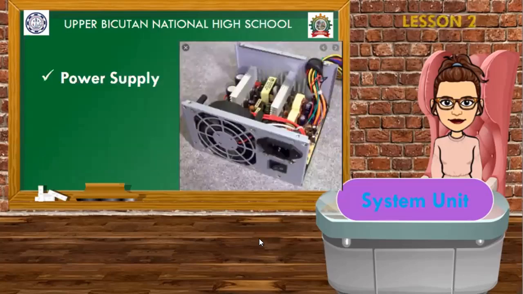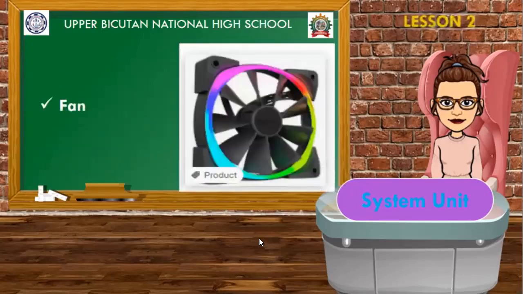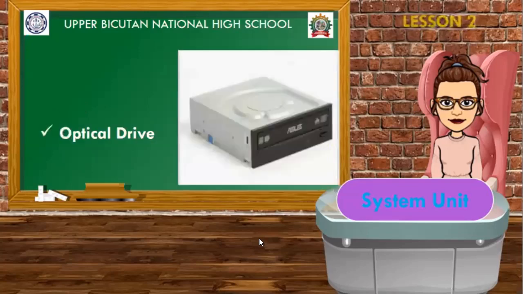Next one, we have the power supply. Power supply converts standard electrical power into a form the computer can safely use. Okay, next one, we have the computer fan. So computer fan cools the CPU and other important components inside the computer system to prevent overheating. Last one, we have the optical drive. An optical drive is a storage device that uses lasers to read data on the optical media. There are three types of optical drives. We have the compact disc, digital versatile disc, and the Blu-ray disc.